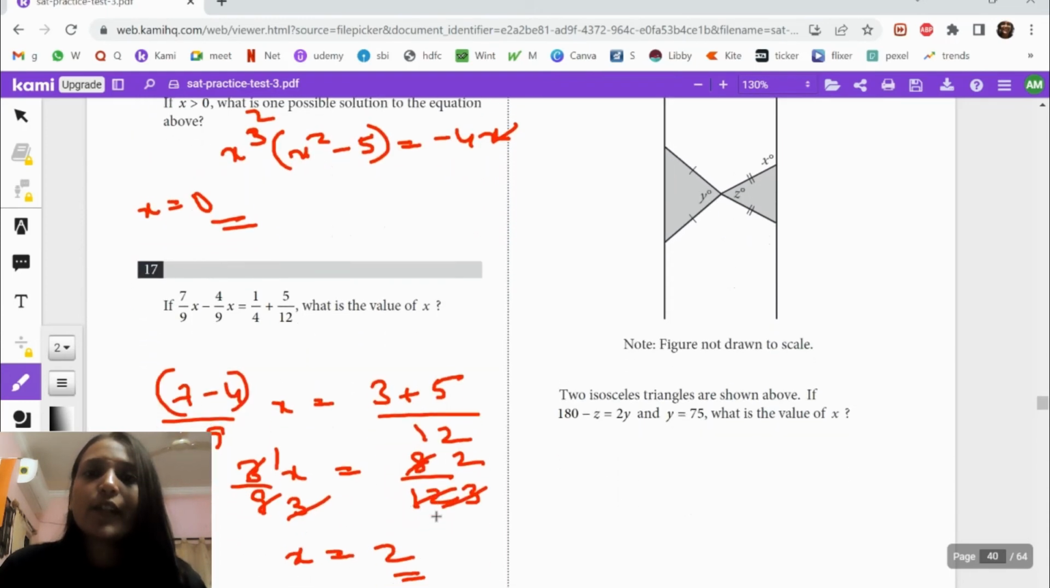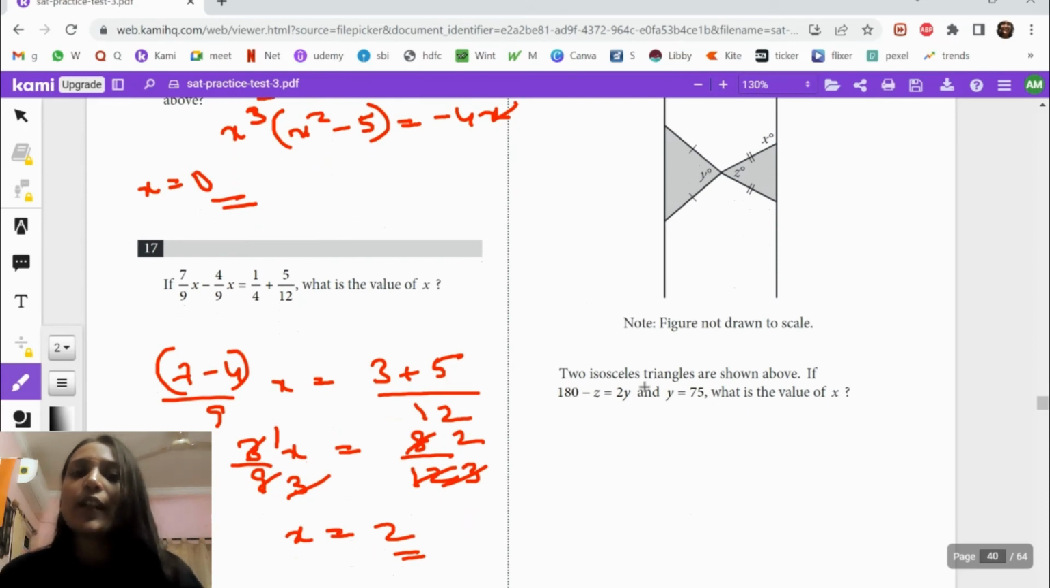Let's do the 18th question now. Here we have two triangles given to us, two isosceles triangles. And clearly these two sides, this side and this side, are the same. And similarly, this side and this side are the same, which means their corresponding angles should also be equal, because in an isosceles triangle, the sides that are equal should have equal corresponding angles.